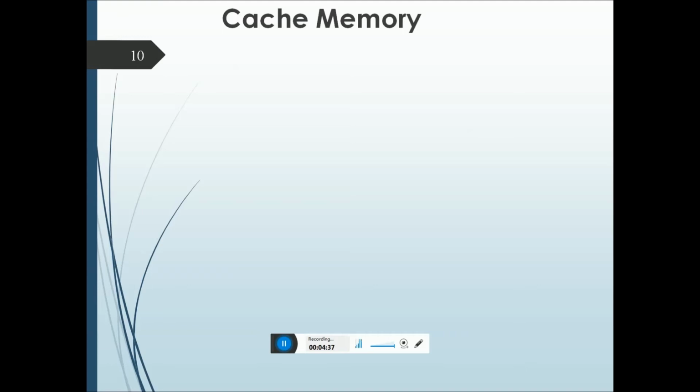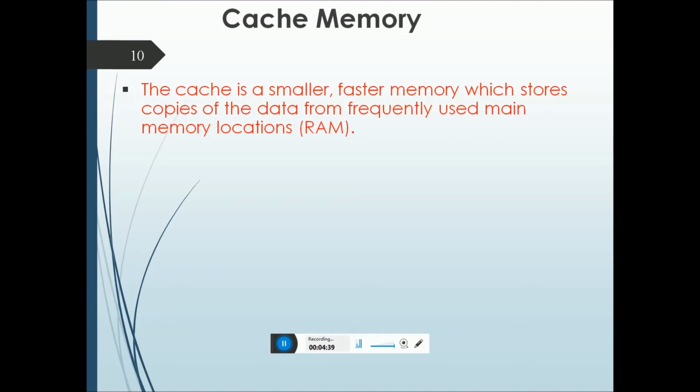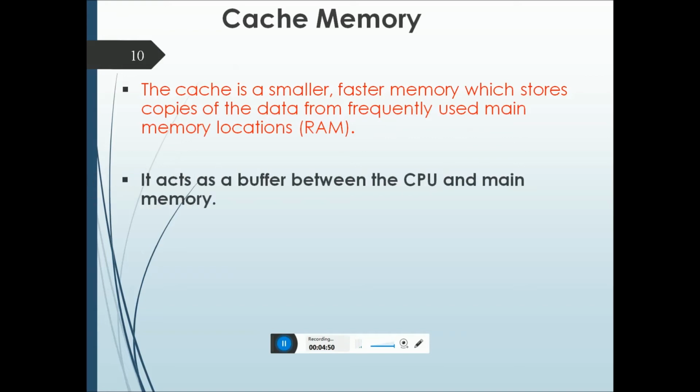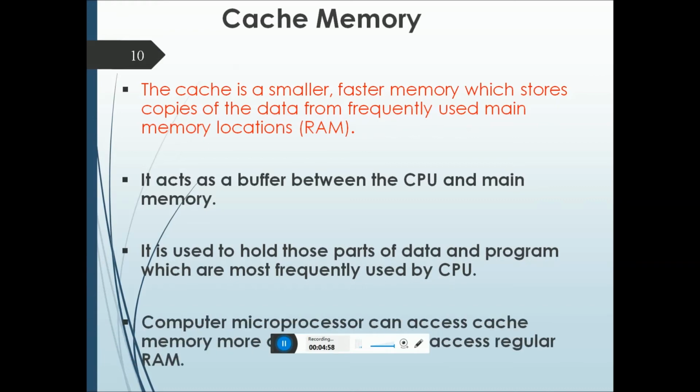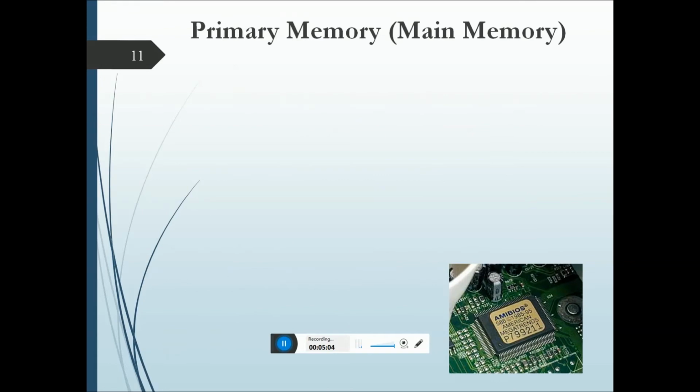Cache memory. What is cache memory? Cache memory is smaller, faster memory which stores copies of data from frequently used main memory locations of RAM. It acts as a buffer between the CPU and main memory. It is used to hold the part of data and programs most frequently used by the CPU. Computer microprocessors can access cache memory faster than regular RAM.